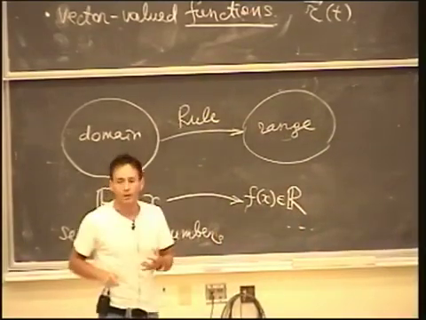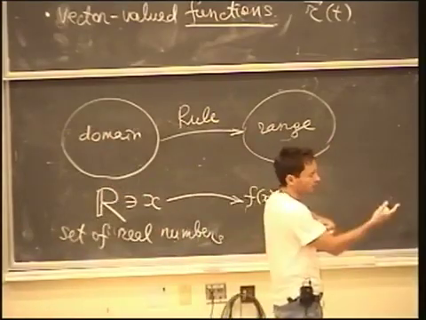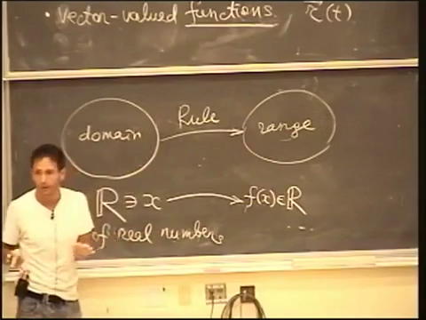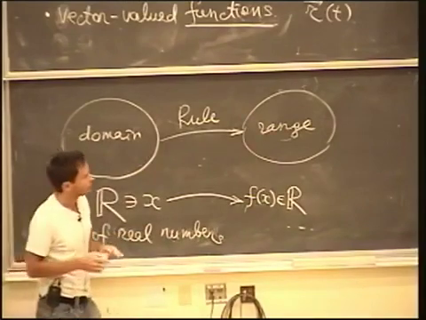It's not one number. It's not even a rule which assigns to one number another number. It's a rule which assigns to any number here, which is R, some number here. Okay, is that clear? All right.